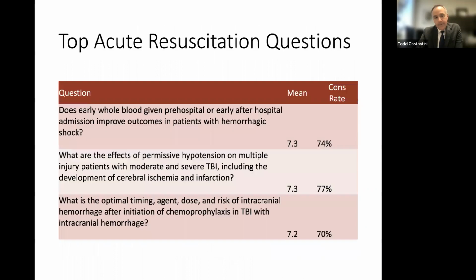Next slide, please. So lucky for you all, I'm not going to read through all 992 questions that we developed in this panel. So we're going to hit a couple highlights. But really, we're just going to hit a few questions here.